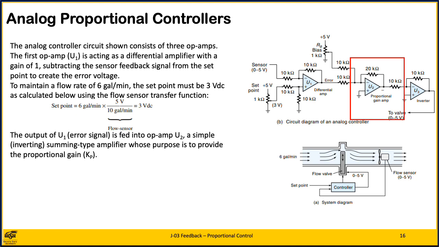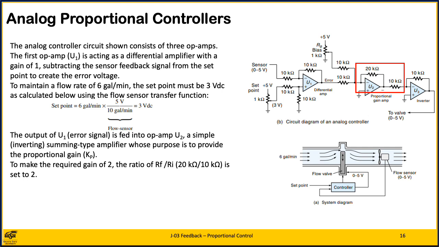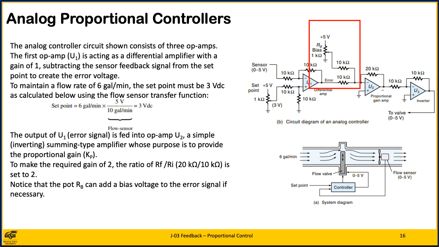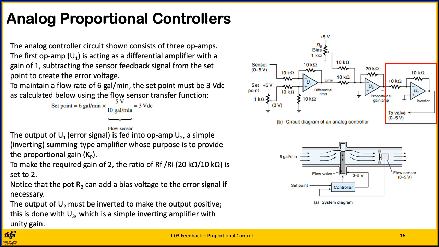The output of U1, which is the error signal, is fed into op-amp U2, a simple inverting summing type amplifier whose purpose is to provide the proportional gain Kp. To make the required gain of 2, the ratio of Rf over Ri is set to 2, in this case 20 kiloohms divided by 10 kiloohms. Notice that the pot RB can add a bias voltage to the error signal if necessary. The output of U2 must be inverted to make the output positive. This is done with U3, which is a simple inverting amplifier with unity gain.